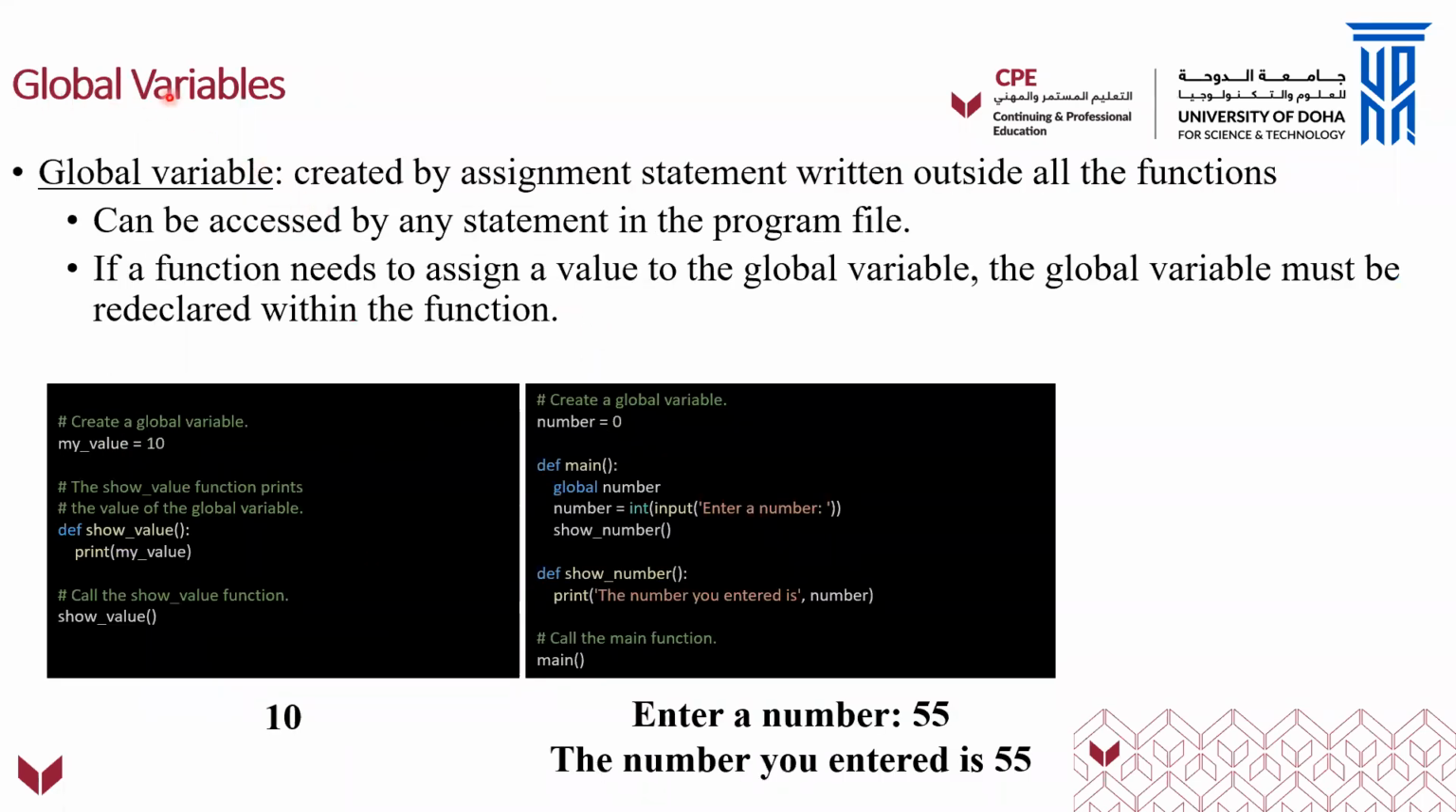Global variables. A global variable is created by an assignment statement written outside all the functions. And this is the important part. It has to be written outside all the functions. It can be accessed by any statement in the program file.